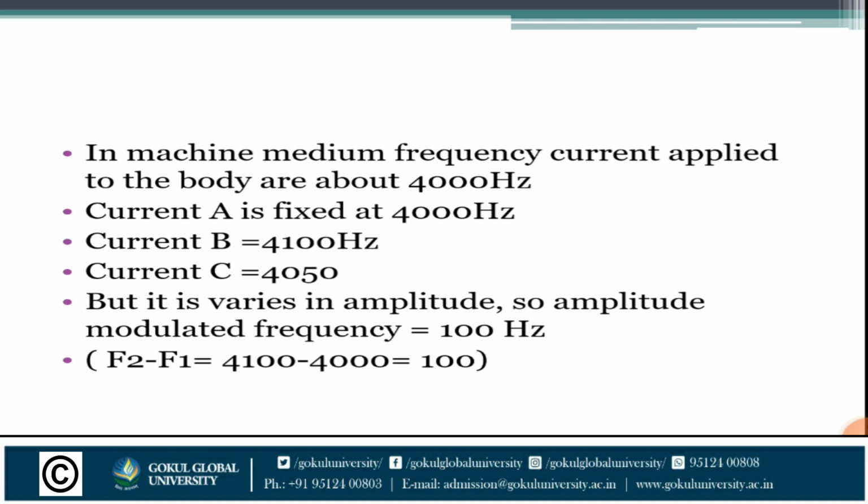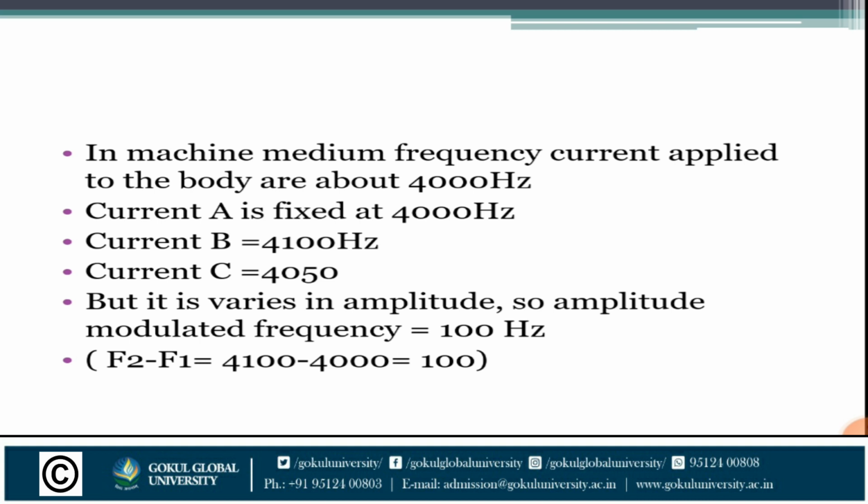This being a frequency at which the effective skin impedance is at a minimum. The IFT unit would give output as, for example, frequency of current A fixed at 4000 Hz. Frequency of current B would be fixed at 4100 Hz. The resultant current C has a frequency of 4050 Hz, but it varies in amplitude.